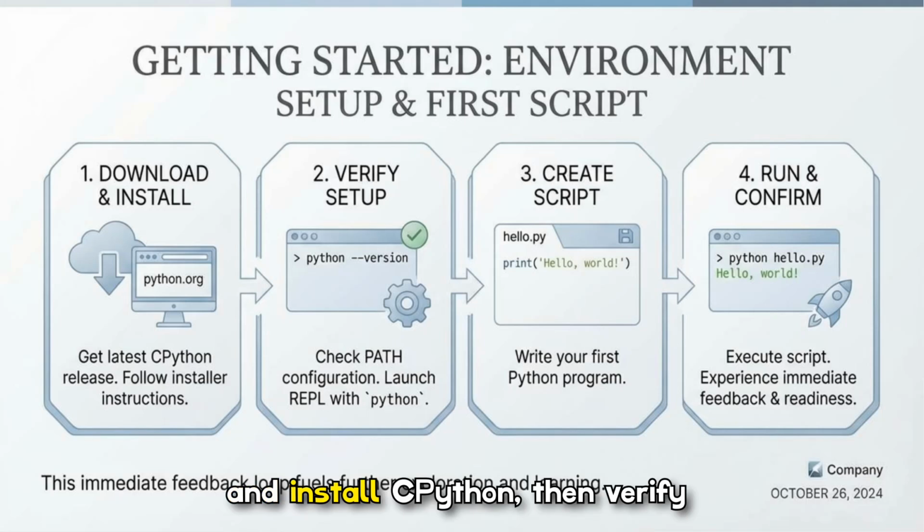Getting started is straightforward. First, download and install CPython. Then verify your path and confirm the Python REPL launches. Next, write a simple script like a hello world and execute it to see immediate feedback. This quick loop of install, verify, create, and run is designed to remove friction and encourage exploration from day one.